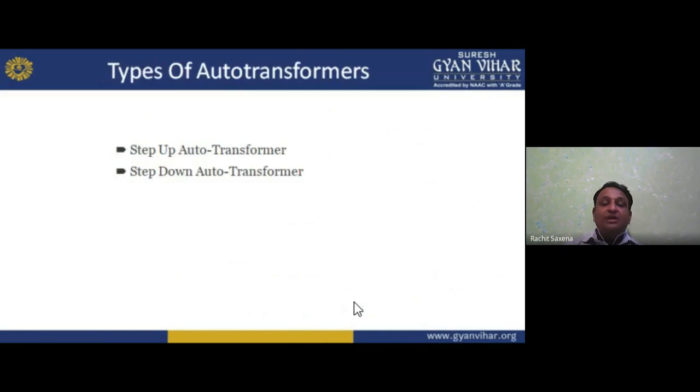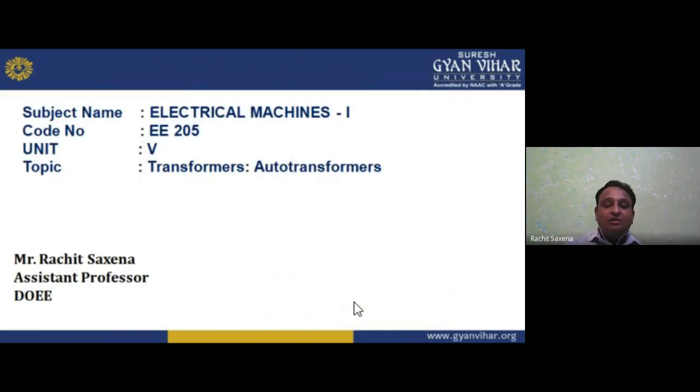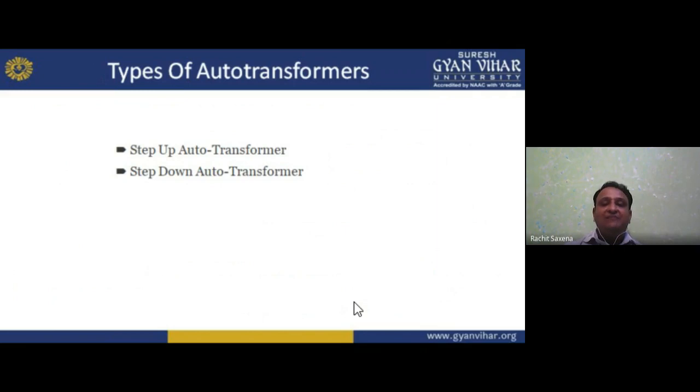Now, types of auto transformer. Similar to the two winding transformer, we have step up and step down auto transformers. I hope you understand this.